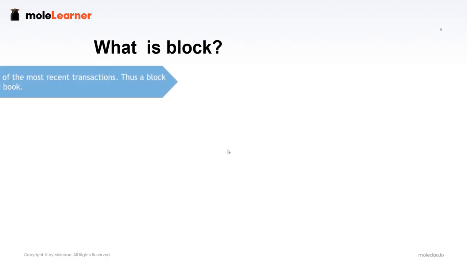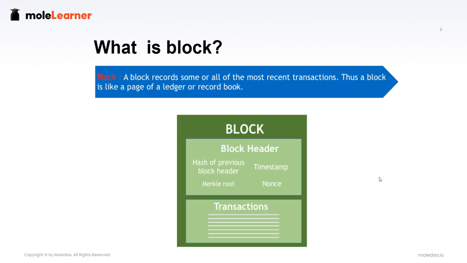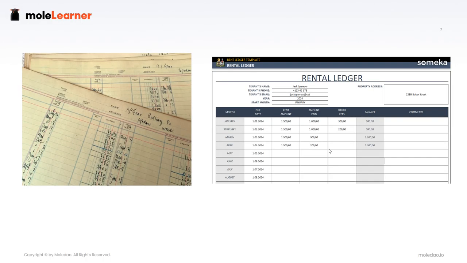What is a block? A block is a record of all the transactions. A block is like a page of a ledger or record book. For example, there is a block. There are two parts: first is the block header and second is the block body. The block body is the transactions. The block header is all the information about this block. We will explain each one later.